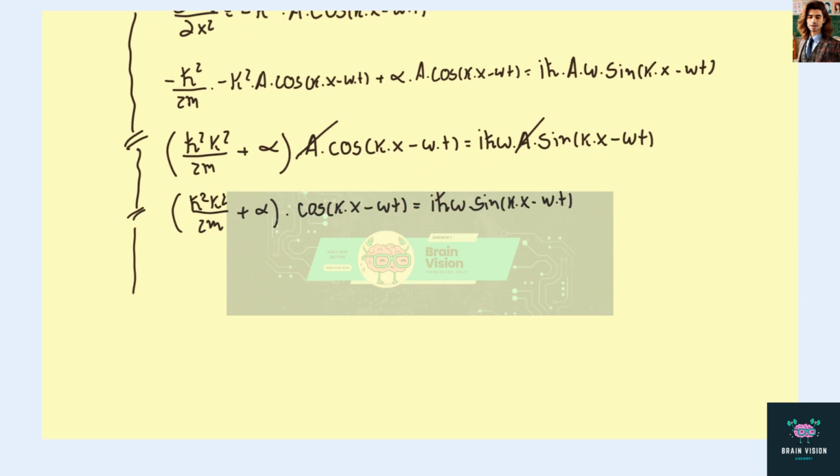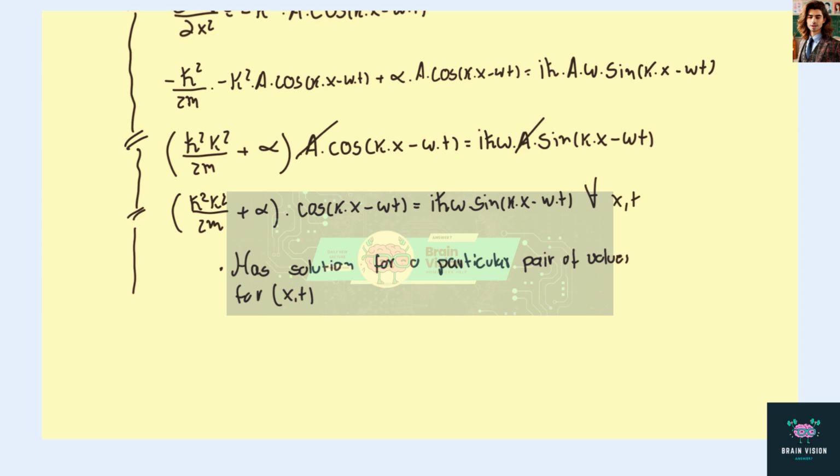And well, this only has a solution for a particular pair of values for x and t. So it's not true that this equality is satisfied for all x and t.